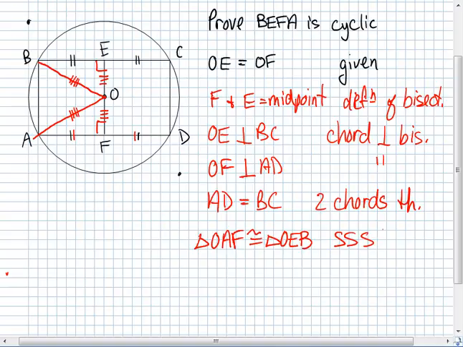Okay, and then in the next video, I'm just going to show you how we can easily finish off. Well, here, I'll just do this last little bit here. That tells me that those two angles there are the same. So angle EBO, sorry, I just couldn't help myself, equals angle OAF because of CPCTC. Okay, so I'm going to stop it there for this video. In the next video, I'm just going to finish off proving that this is in fact a cyclic quadrilateral.